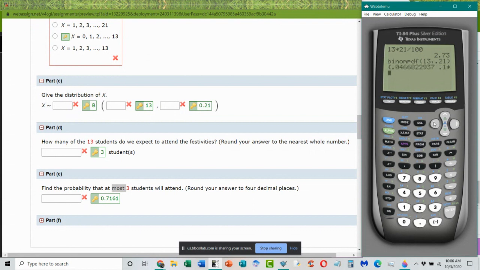So the probability of 0 people showing up is this. The probability of 1 person showing up is this. The probability of 2 people showing up is this. The probability of 3 people showing up is that. Then exactly 4, exactly 5, exactly 6, exactly 7, all the way up to 13.